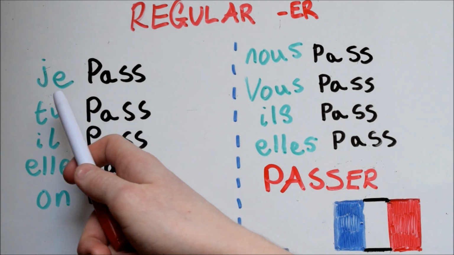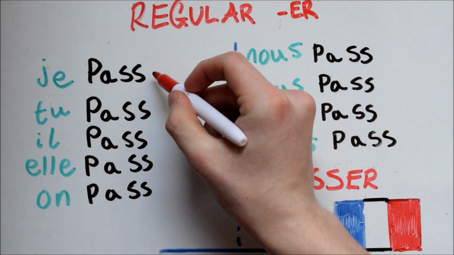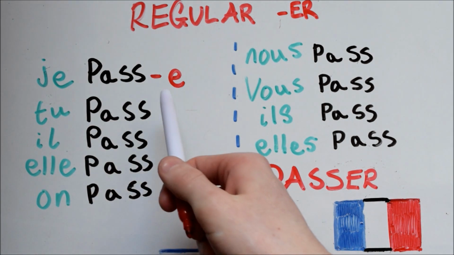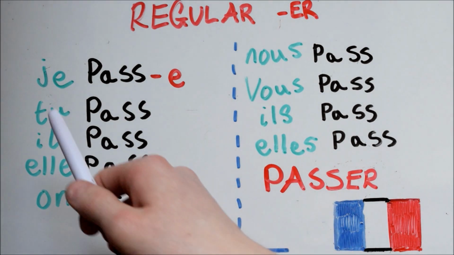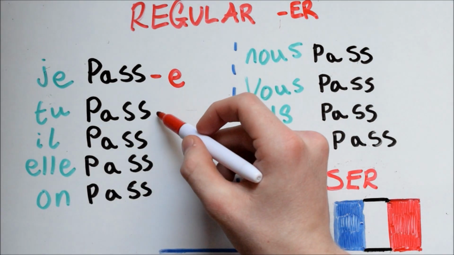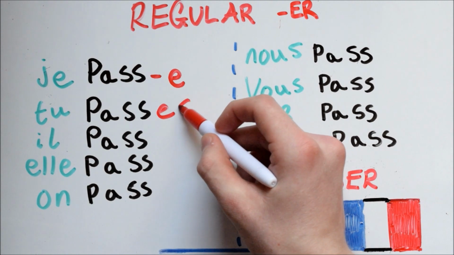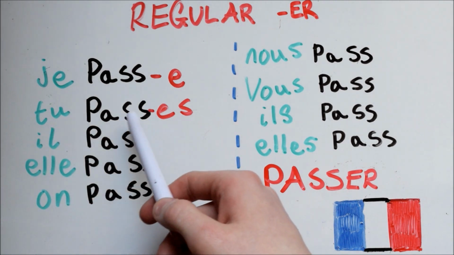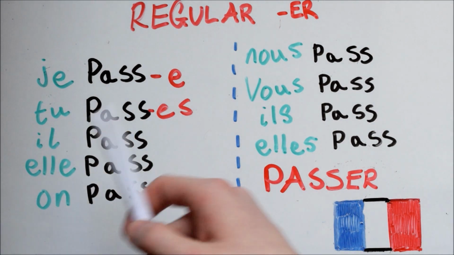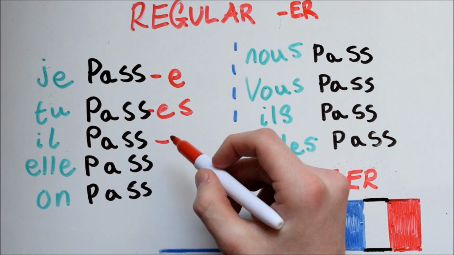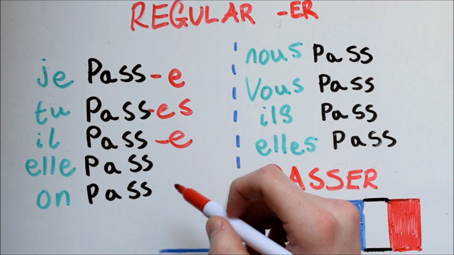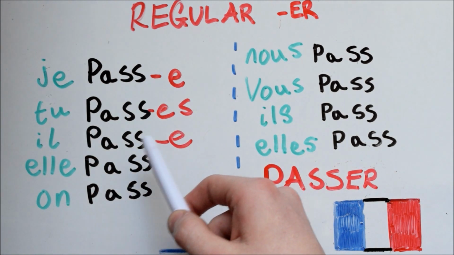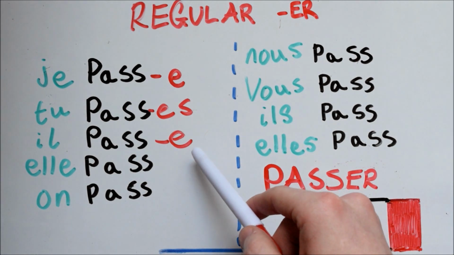So looking back at I, the ending for this is simply just an E. Je passe. Note that this E isn't said. For you, the ending is ES. This is said the same way. Tu passes. Then we have he. The ending for this is just an E. Je passe. Tu passes, il passe. Note that none of these endings are spoken.